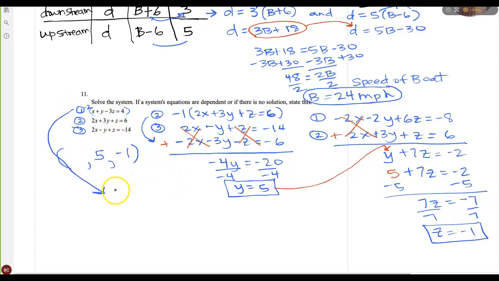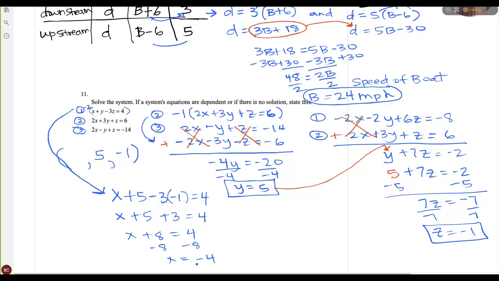So I'm going to have x, which is what I don't know, plus y, so plus 5, and then minus 3z, so minus 3 times negative 1, and then equals 4. And now let's simplify this up here a little bit. So when I simplify that up, I get x equals negative 4. All right. So negative 4, comma 5, comma negative 1. I found my x, y, and z now. And that is my answer.